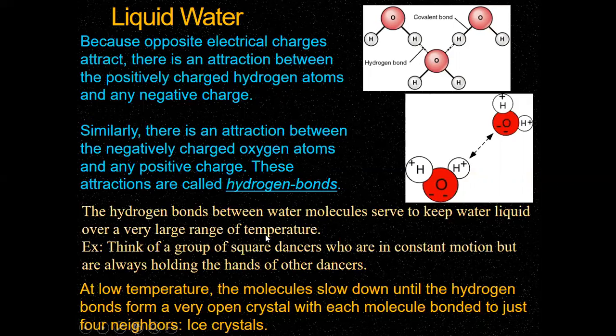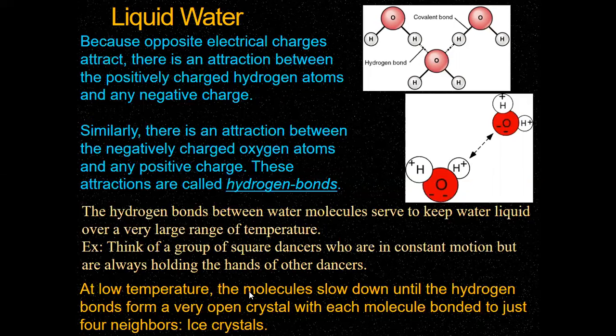The hydrogen bonds between water molecules serve to keep water liquid over a very large range of temperatures. As I mentioned, hydrogen bonds are stable. This bond keeps water in the liquid phase over a range of temperatures. The best example is thinking of a group of square dancers who are in constant motion but are always holding the hands of other dancers. Water is just like that. They're dancing around, but they're not leaving the hands. They will be holding hands together.